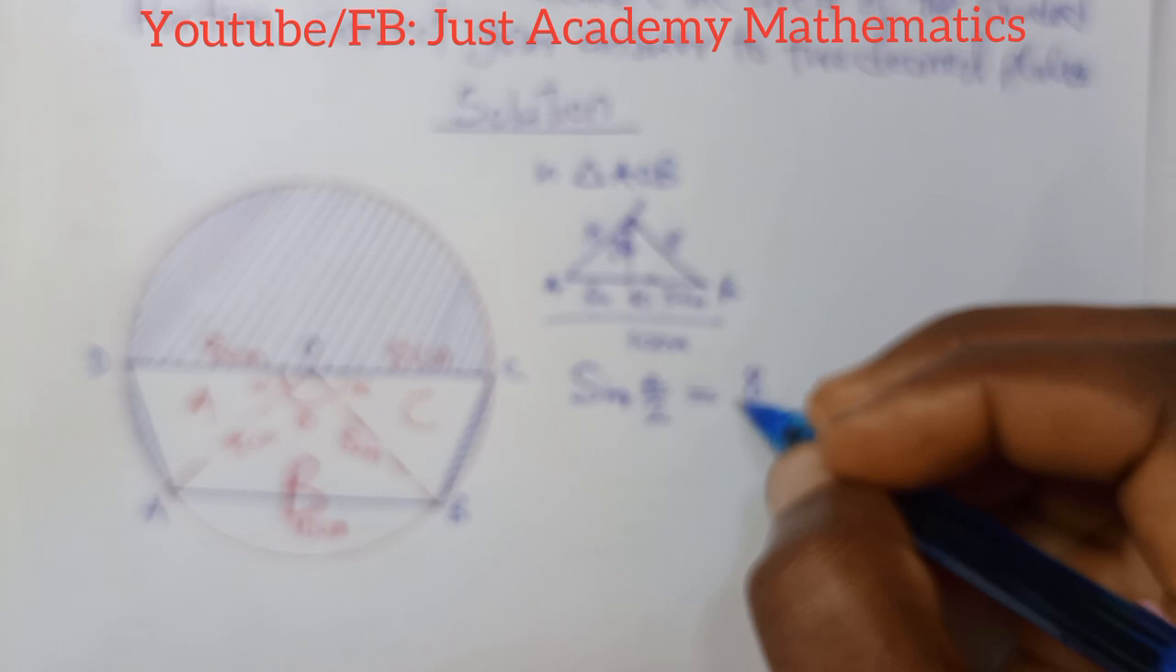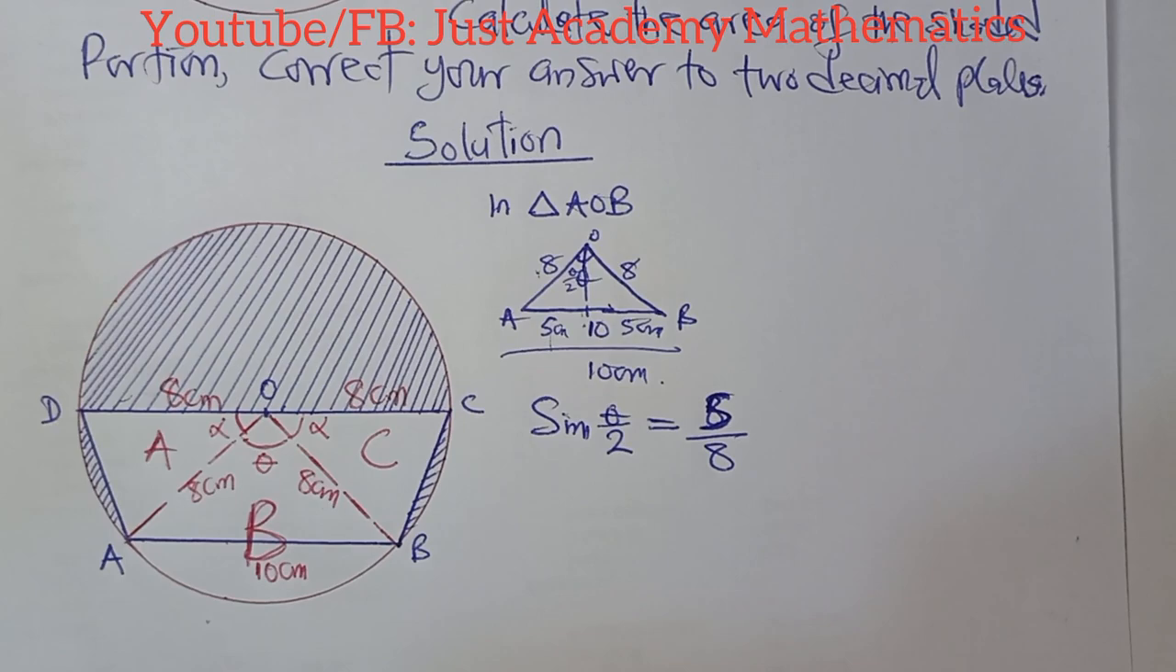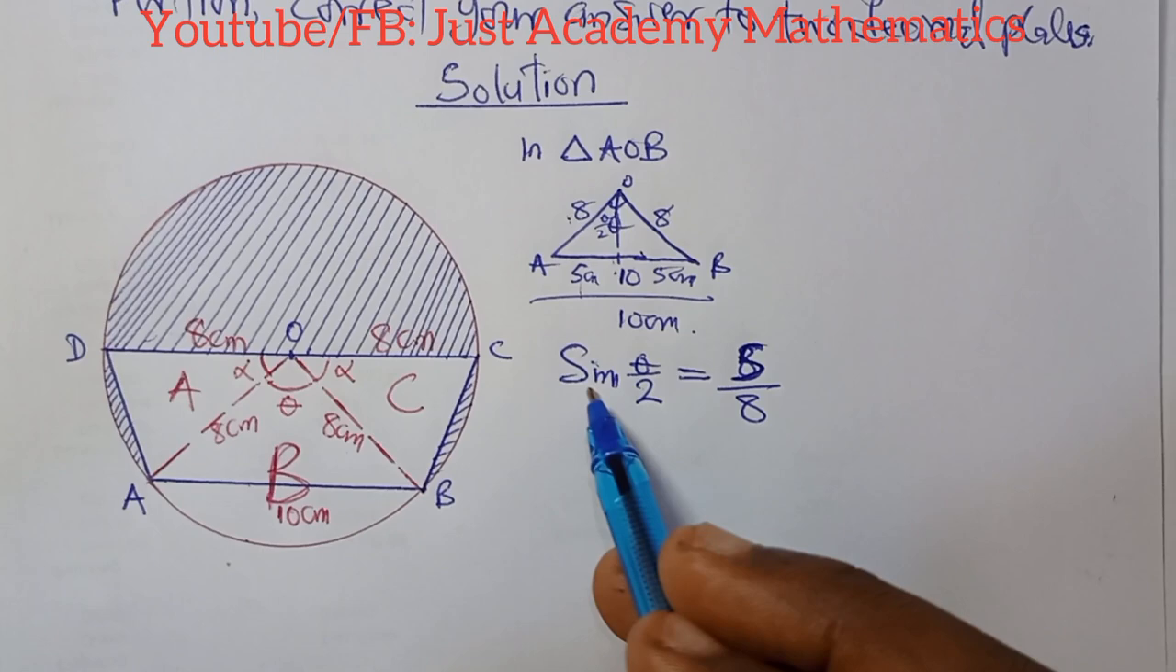Opposite, no, 5 over 8. So what do we do to find theta over 2? Because theta over 2 is together. Don't make the mistake of saying sine theta over 2.